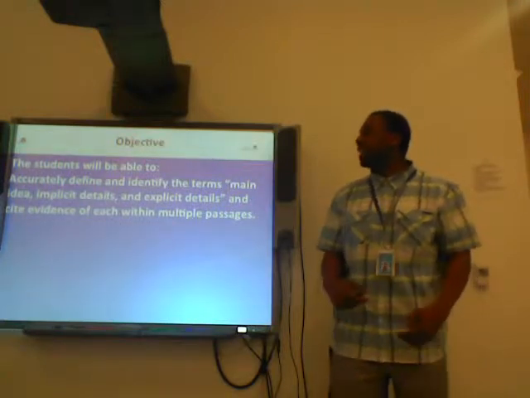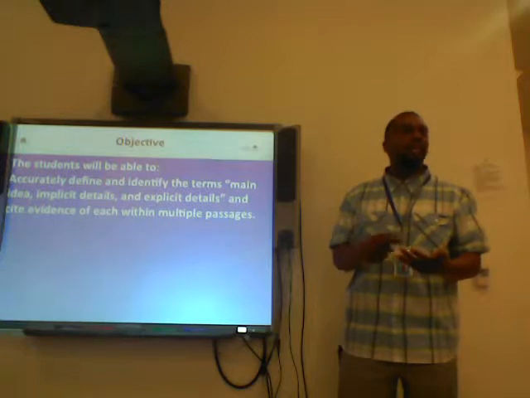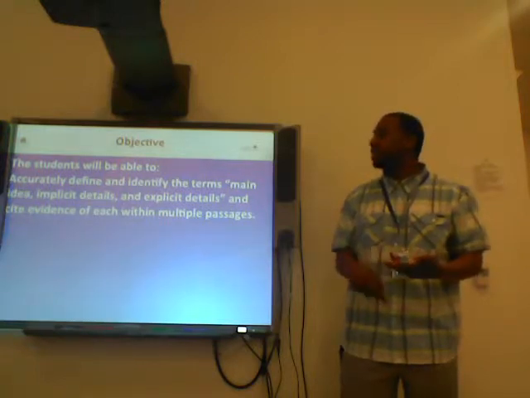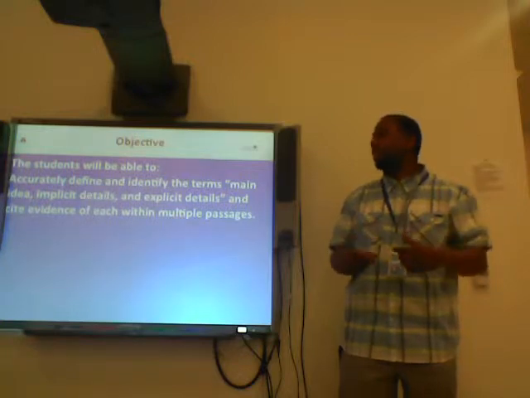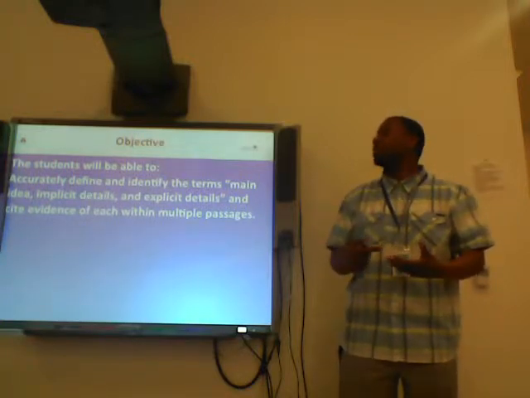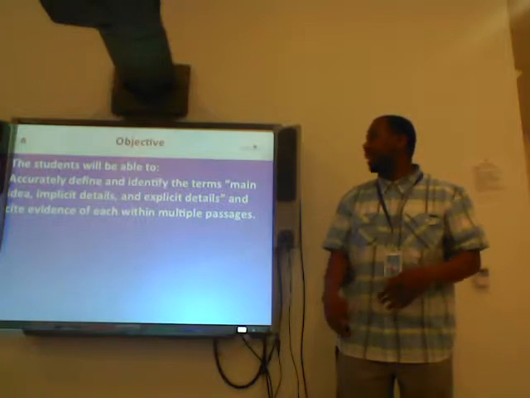Okay, so the goal for today's lesson is not only to learn the definition of main idea, explicit details, implicit details, but to be able to actually be given certain passages and be able to pull out the main idea and those types of details from passages or text.